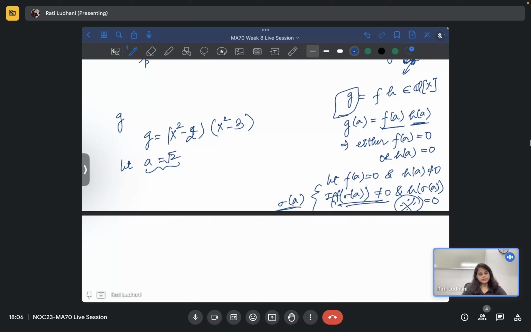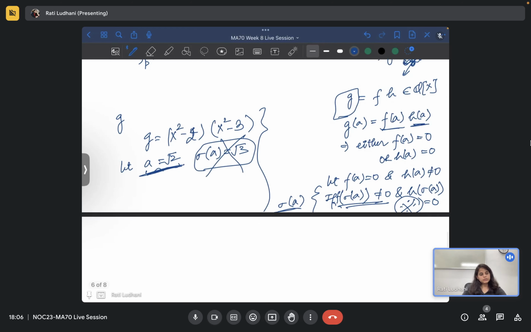So for example in this case, if G is this and A is this and sigma of A you pick to be root 3, then this is not okay. Why? Because root 2 is a root of this factor and root 3 is a root of this factor. So if you consider this factor as F in your lemma, then F of A, that is F of root 2, is 0, so F of sigma A should also be 0. Because of this you should have an irreducible polynomial.